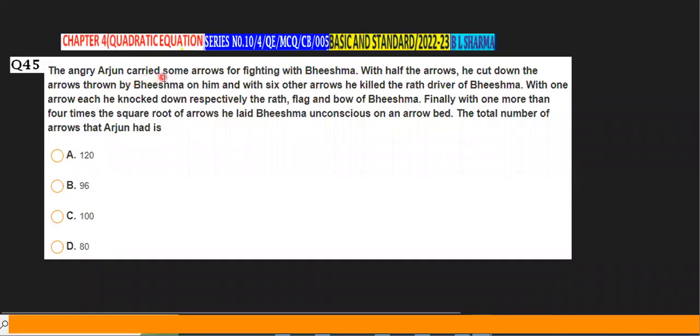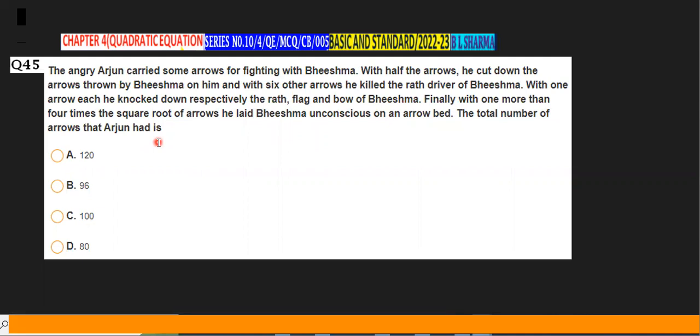Angry Arjun carried some arrows for fighting with Bhishma. With half the arrows, he cut down the arrows thrown by Bhishma on him. And with 6 others, he killed the Rath driver of Bhishma. With 1 arrow each, he knocked down respectively the Rath, flag, and bow of Bhishma. Finally, with one more than 4 times the square root of arrows, he laid Bhishma unconscious on 1 arrow bed. The total number of arrows that Arjun had is.